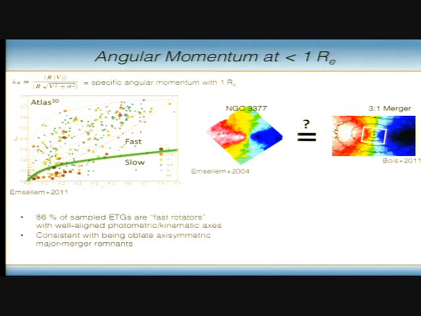Over here I'm showing a velocity map for a fairly typical fast rotator and comparing that to a 3-to-1 merger remnant. This has been more the traditional view of how you might form an elliptical galaxy: something like a gas-rich 3-to-1 merger. It gives you velocity structure that looks a lot like what we observe.